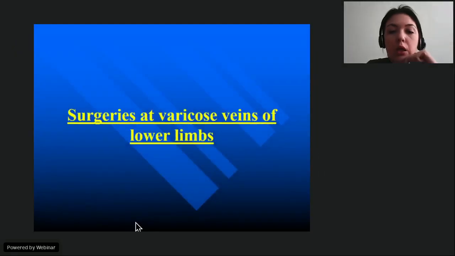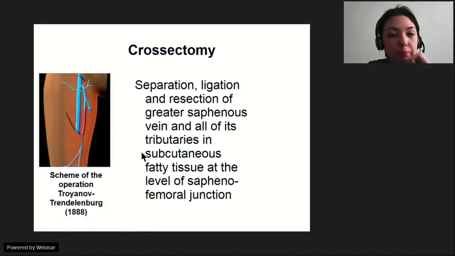Okay. So surgeries for varicose veins of the lower limbs. There are many types of surgeries for this. The first is crossectomy, also known as the Trojanov-Trendelenburg operation.